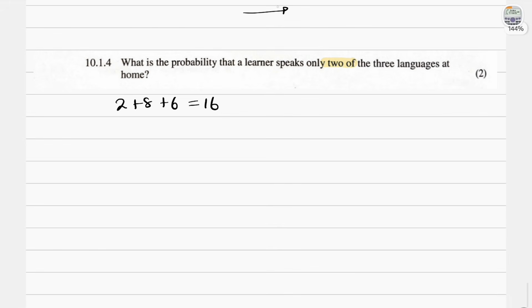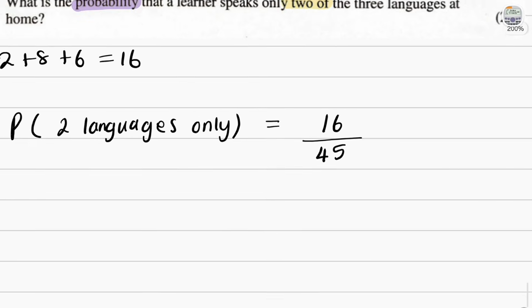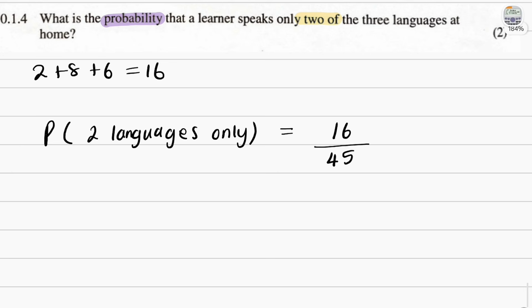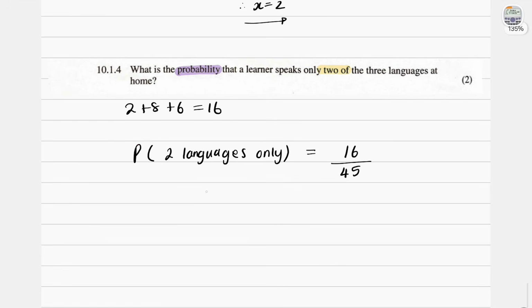But the question is specifically, what is the probability that a learner speaks only 2 of the 3 languages? So we can say the probability that they speak 2 languages only is equal to 16 over the total learners. So 45 learners in total. Does that simplify? No, it doesn't simplify. 16 and 45 don't have anything in common. So that is our answer. Moving on to the next question.